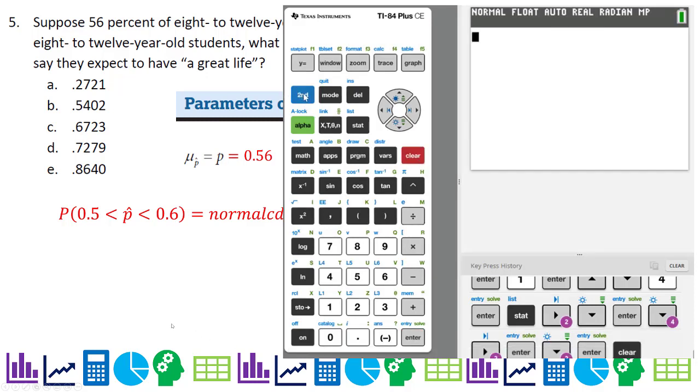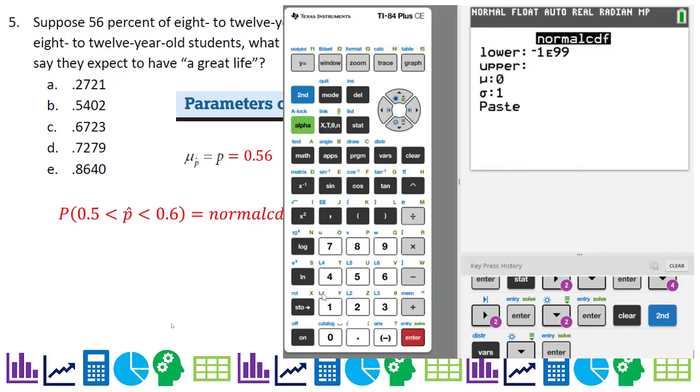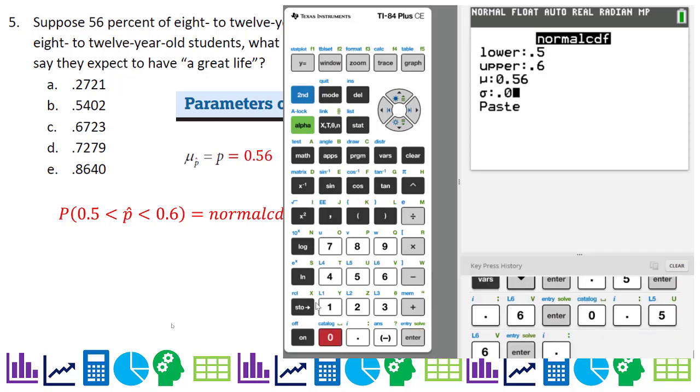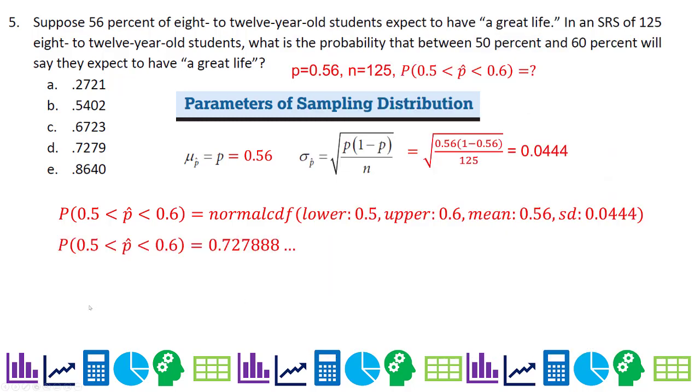All right, so we're going to find the probability that it's between 0.5 and 0.6 using the normal distribution, so that's normal CDF. And our lower is 0.5, our upper is 0.6, our mean is 0.56, our standard deviation is 0.0444. And always try and add a few decimals. It doesn't hurt to be extra precise when you're putting these calculations in. And you can see we get a probability of 0.728, really. And that basically matches our answer of choice D.